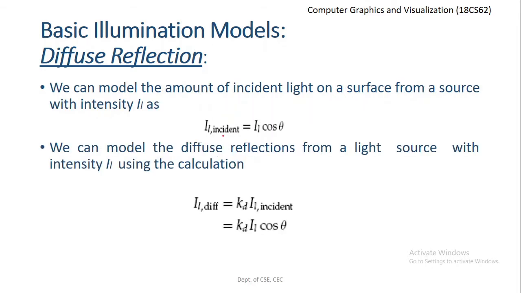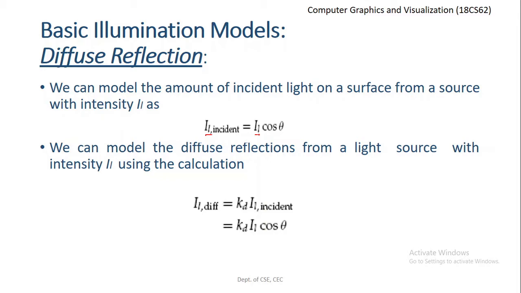So the amount of incident light on a given surface from a light source with the intensity IL is given as the intensity of the light source times cos of the angle between the surface normal vector and the vector L, which is theta. So the amount of incident light on a surface from a source with the intensity IL is given as the intensity of the incident light times cos theta.